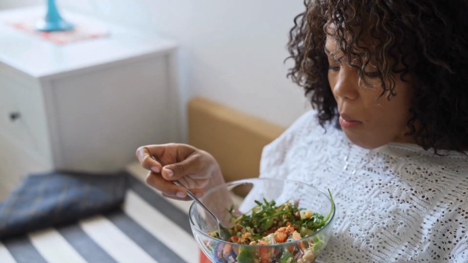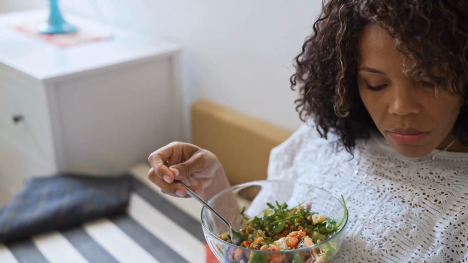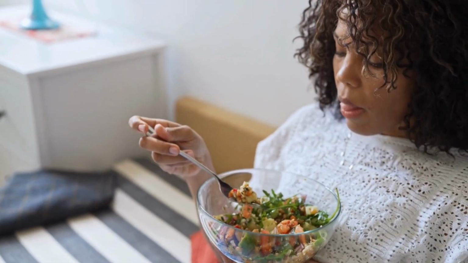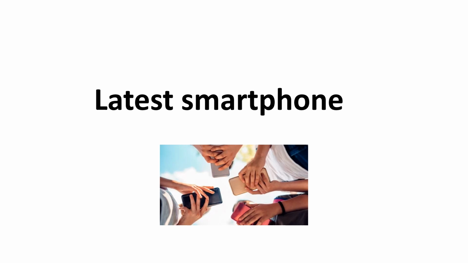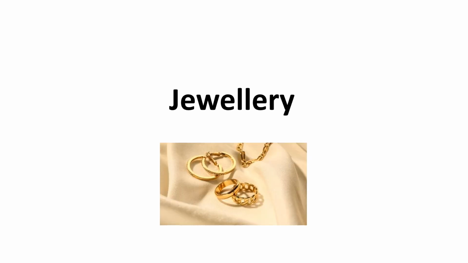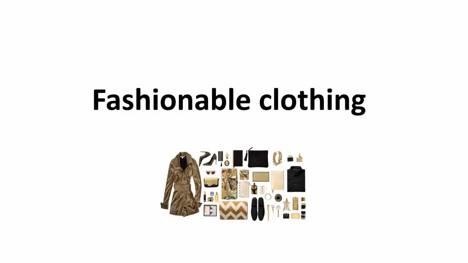We all have basic needs in life. These are the fundamental requirements that are essential for human survival. Examples are food, water, and shelter. Individuals also have a list of unlimited wants, and these can vary. Examples are holidays, the latest smartphone, jewelry, and fashionable clothing.